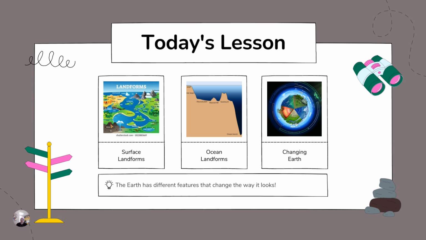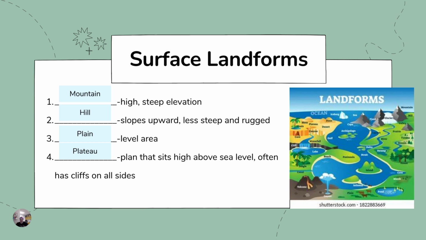Today we're going to be talking about some of the features of Earth's surface, specifically landforms that you find on the surface, landforms from the ocean, and then also how the Earth changes. So landforms such as the Rocky Mountains in western North America and the Grand Canyon in Arizona provide a wide variety of physical environments across the world. These environments support millions of different types of plants and animals.